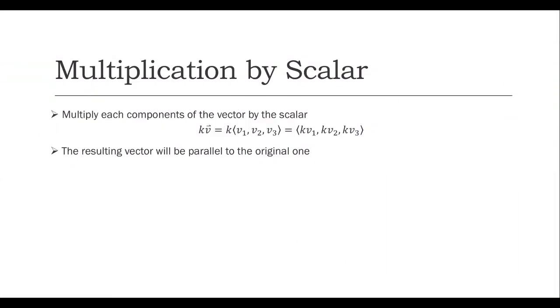For multiplication by a scalar, you'll multiply each component of the vector by the scalar. So if you had some number k times your vector, you would do k times your first component, comma, k times your second component, comma, k times your third component. If you can multiply a scalar by a vector to get another vector, then that means the two vectors are parallel. So if k times v equals some vector a, then v and a are parallel.